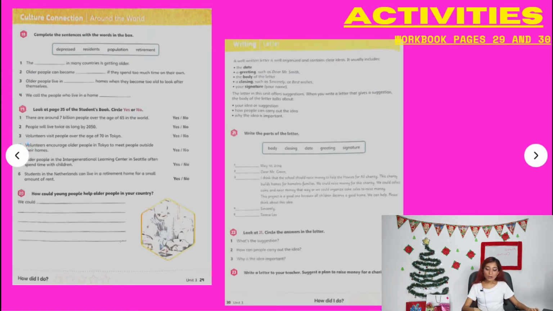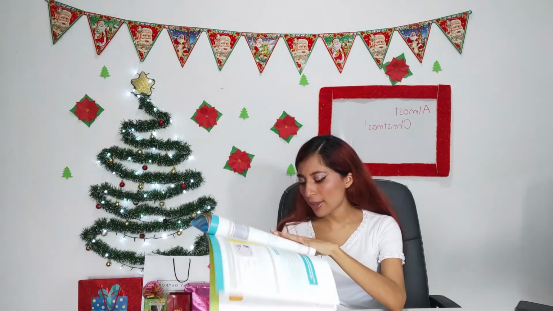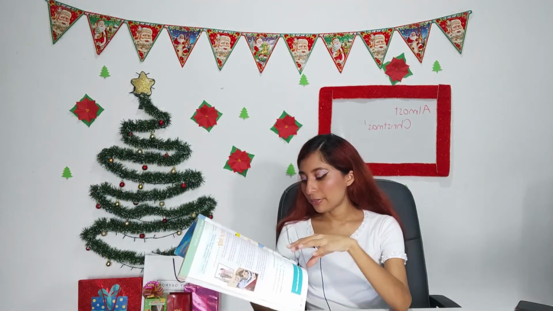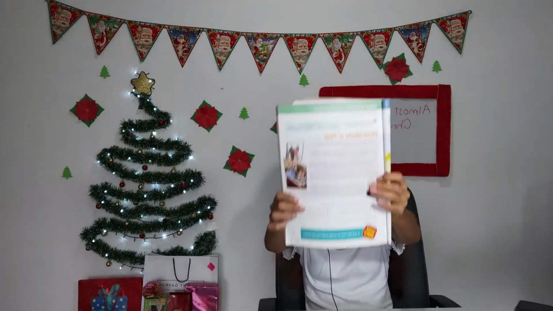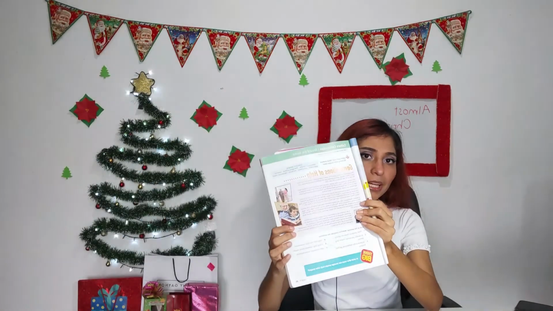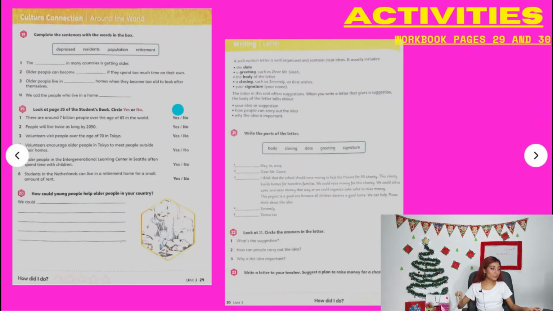Activity 19 says, look at page 35 of the student's book, page 35. I open my student's book on page 35, so I'm going to be able to do this activity. 35, and this is the reading that you are going to check. Okay, so it looks like this a little bit, if you can see it. And then when you open it, you read it, and you are going to circle yes or no, depending on the reading.